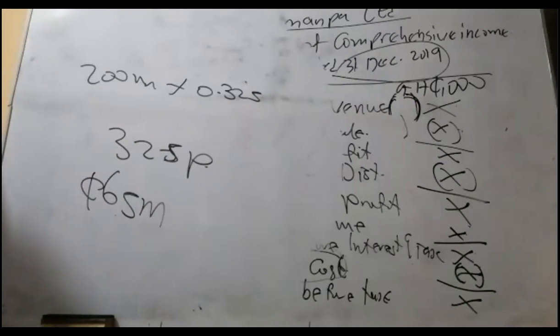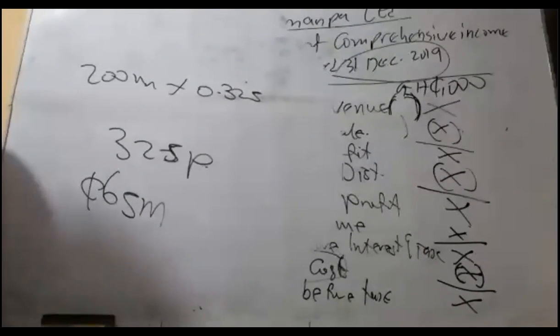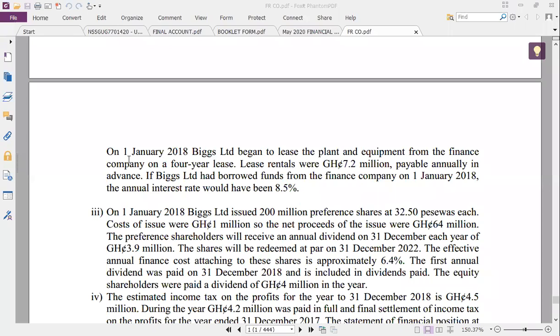And there's a transaction cost, right? Will it be a financial liability or financial asset? Let's read further. If it's a financial liability, what do you do to a transaction cost? For financial assets, a transaction cost, you add. For financial liability, you subtract. You're going for a loan and you incur cost, you get the net amount. But the examiner did it for us. Cost of issue were 1 million. So the net proceeds of the issue were 64 million. So they've already subtracted it first.